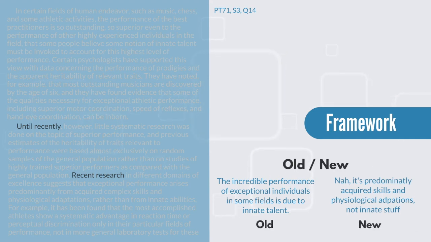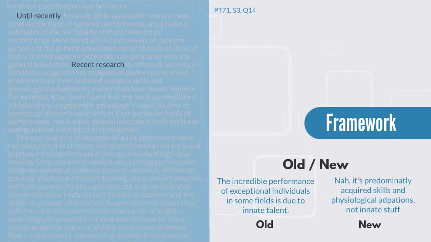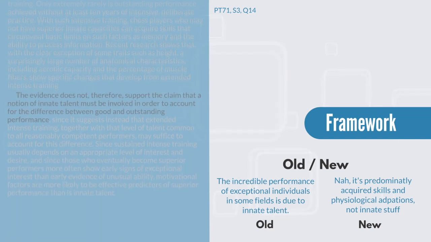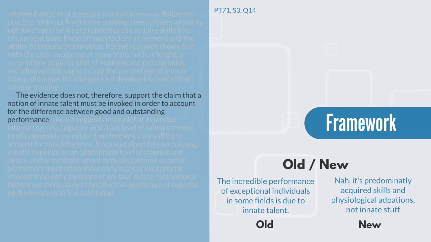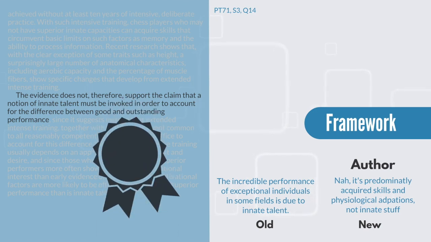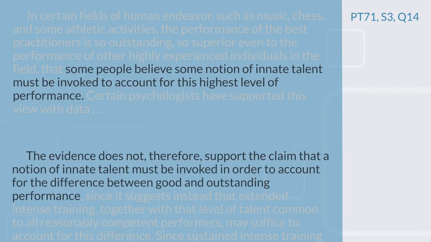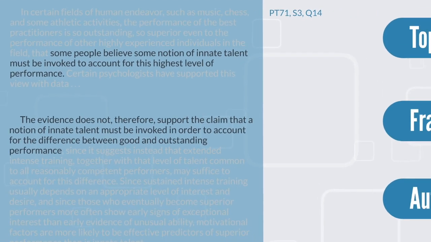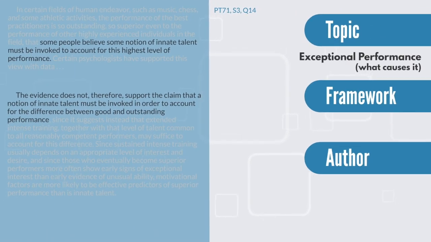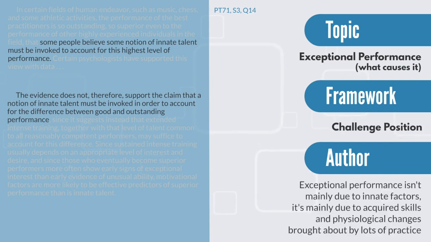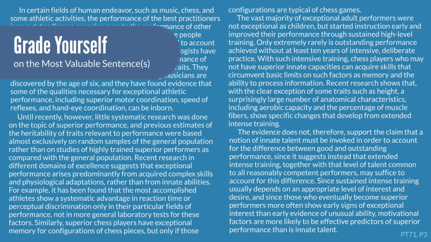Even an old-new framework would have made sense because of the "recently." So the old idea was innate, the new idea was the acquired skills, and where does our author stand? The first sentence of the last paragraph is a biggie because our author has a "therefore." And she's also calling back to the original claim. She's saying to these "some people," the evidence does not support the claim that you have to invoke innate talent. And since the author kind of bookended the passage with going back to body slam them, I'm thinking challenge position. It's not innate, it's acquired skills and physiological adaptations.